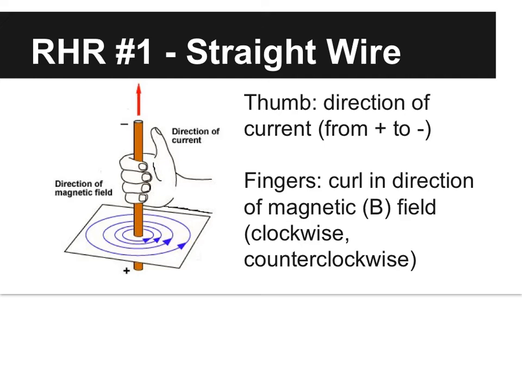Through our right-hand rules, we're trying to figure out the direction of the current and the direction of the magnetic field. So take your right hand, curl it around, like in the picture. Your thumb gives you the direction of the current, and the negative is always on top, and your fingers show the direction of the magnetic field. So this is for a straight wire. Thumb up is the direction of the current, fingers curled around is the direction of the magnetic field.